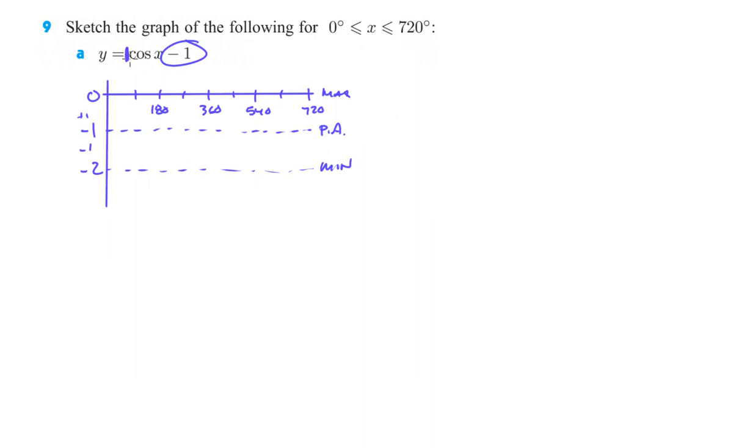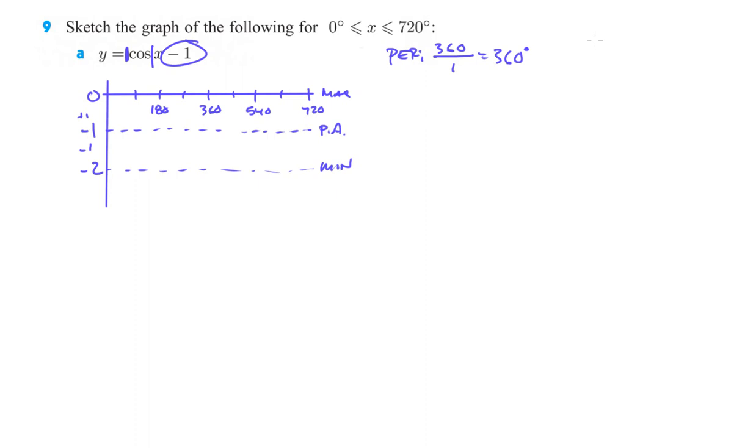And we also figure out if it's positive or negative. But let's figure out the period first. So the period's going to be, always do 360 on the top, divide by whatever's in front of x. There's no number in front, so that's a 1. So our period is 360 degrees.